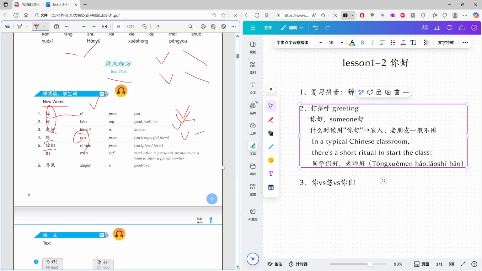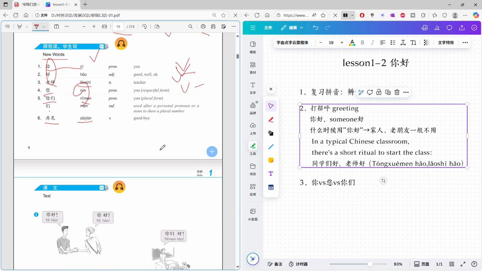Yeah, pay attention to this men. This men is a neutral tone. Remember? Neutral tone. Men. And the last one. 再见 Goodbye. Oh, maybe you have some questions now.